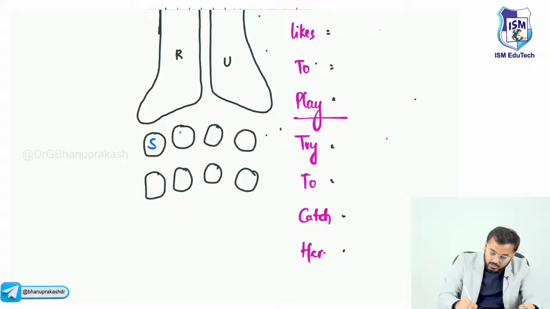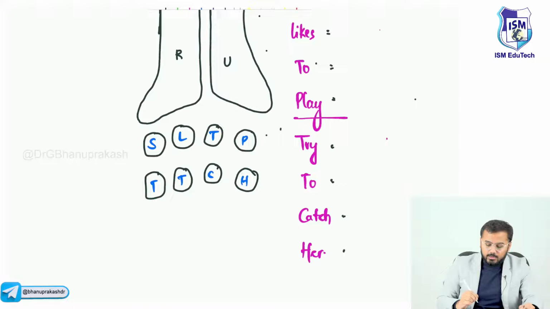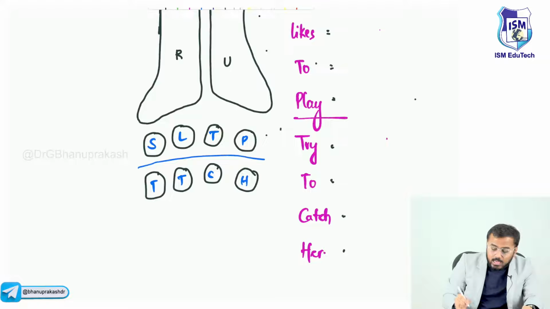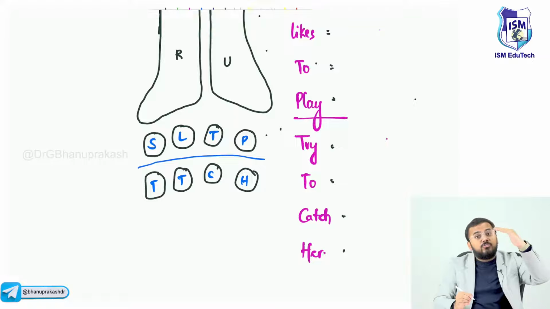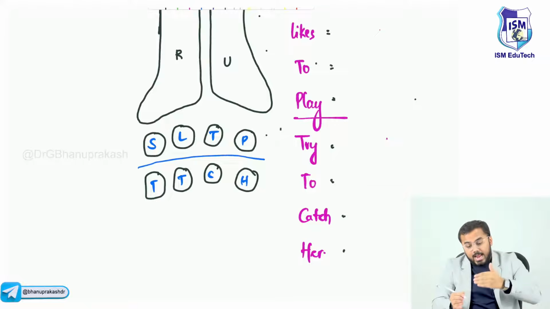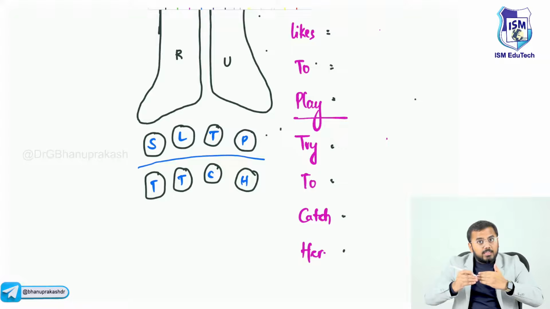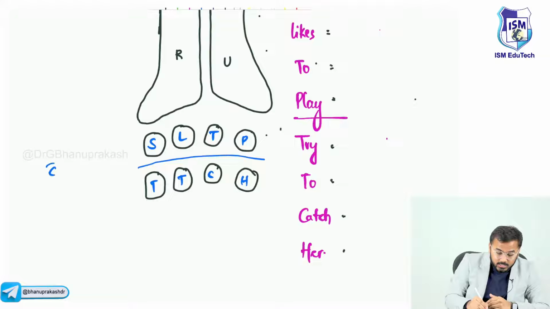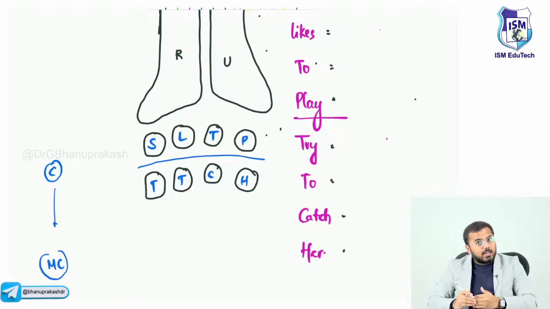See, she likes to play. Try to catch her. Right? Now, if I divide these carpal bones into two, there are 2 rows. The top row is facing towards the radius and ulna, and the lower row will face the metacarpals, because these are carpals and after this come the metacarpals. So these carpals are facing the metacarpals.